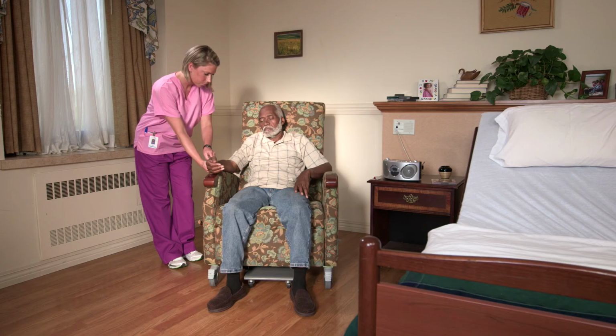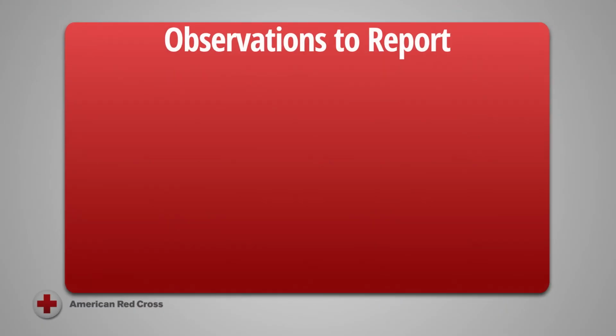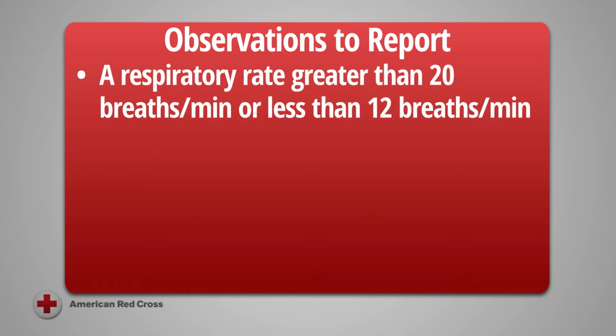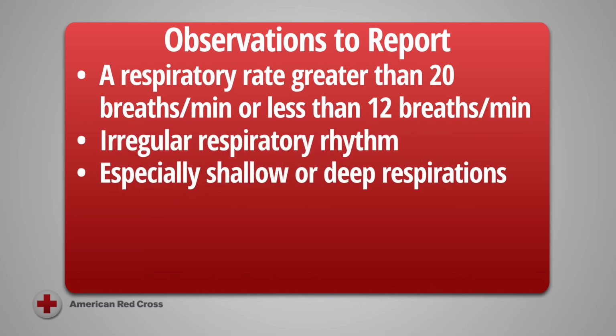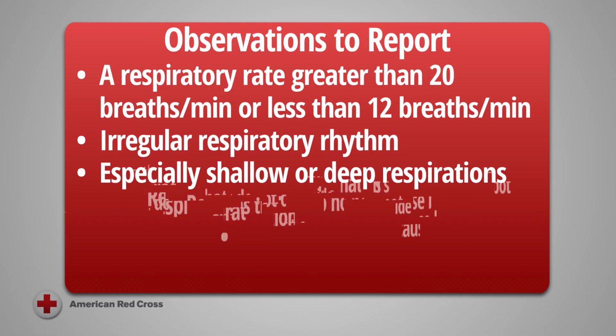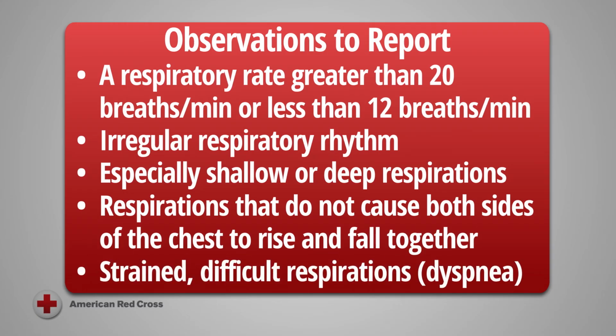In adults, the normal respiratory rate is between 12 and 20 breaths per minute. Report any of the following signs of abnormal breathing to the nurse. A respiratory rate greater than 20 breaths per minute or less than 12 breaths per minute. A respiratory rhythm that is irregular. Respirations that are especially shallow or deep. Respirations that do not cause both sides of the chest to rise and fall together. And respirations that are strained or difficult, which is called dyspnea.